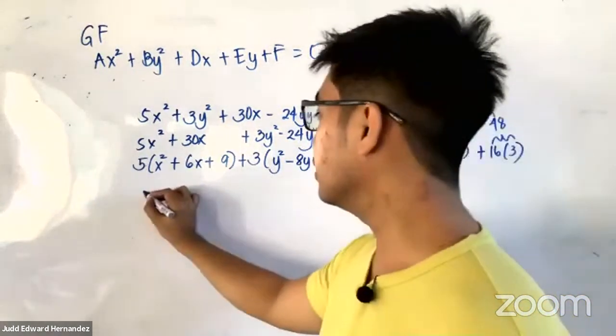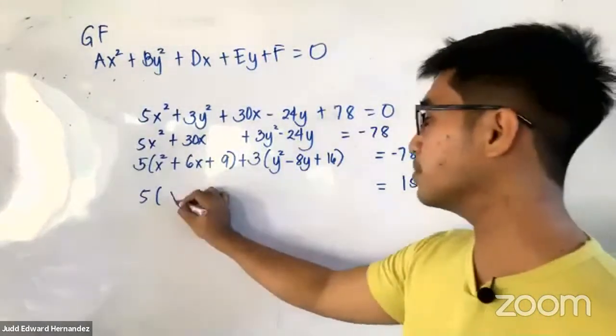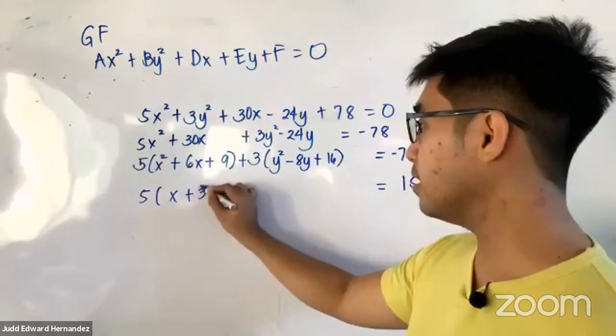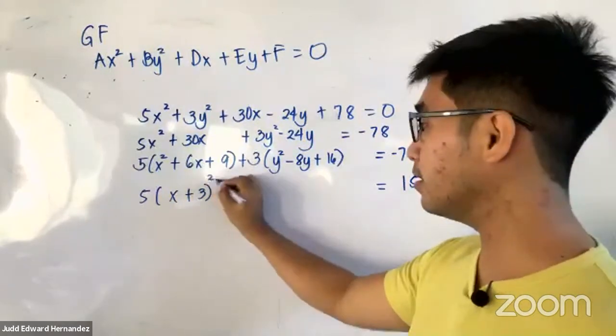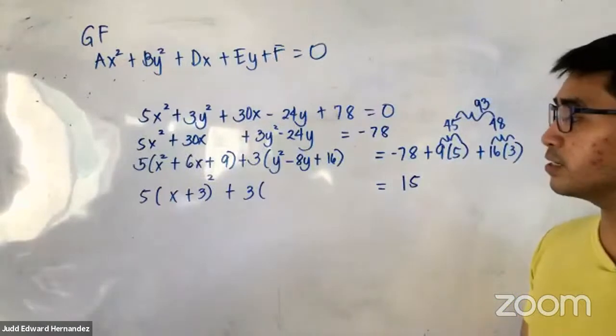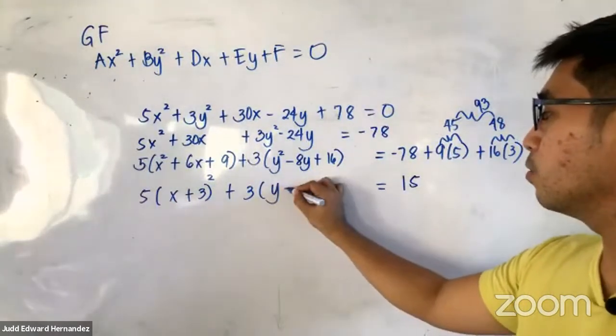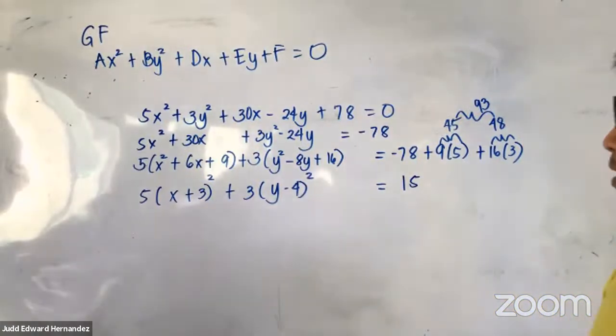So therefore, this becomes 5. What will be the factor of x squared plus 6x plus 9? That becomes x plus 3 quantity squared. Tama? Plus 3 times. What will be the factor of y squared minus 8y plus 16? That is y minus 4 quantity squared. Okay.